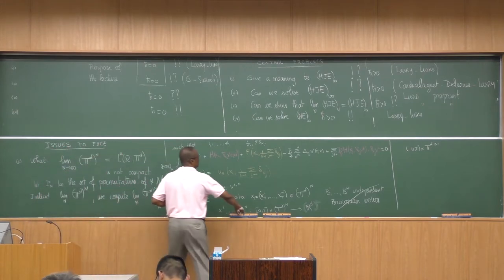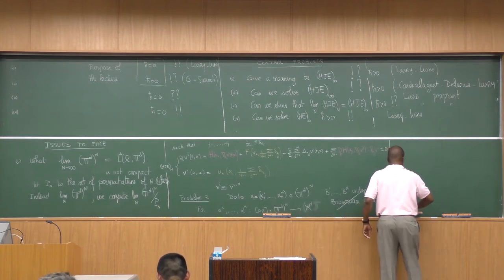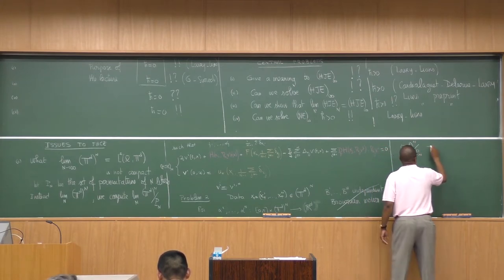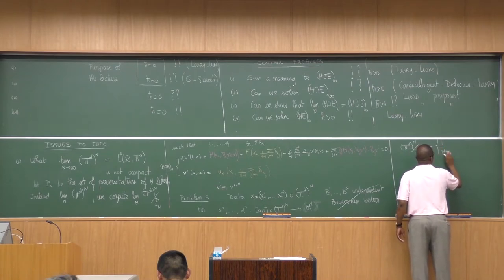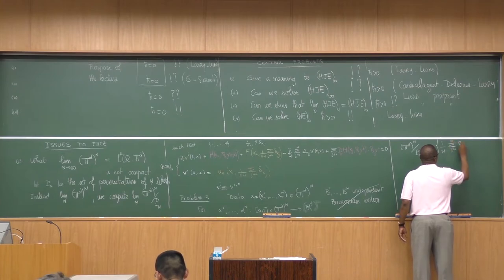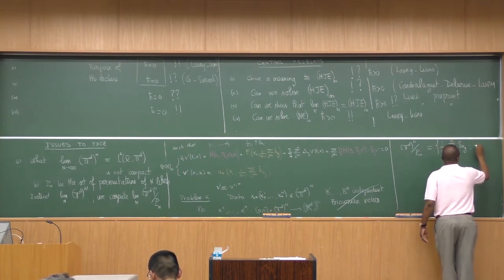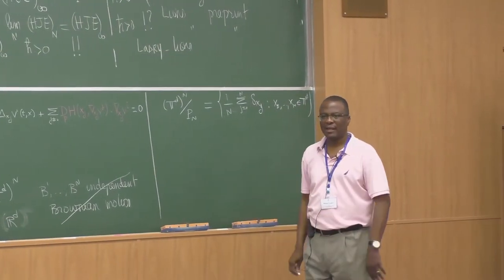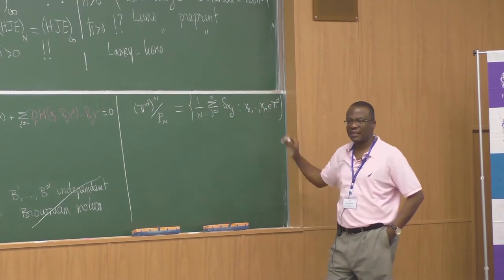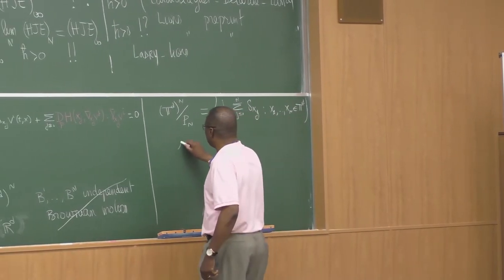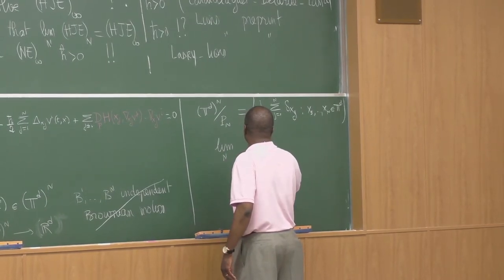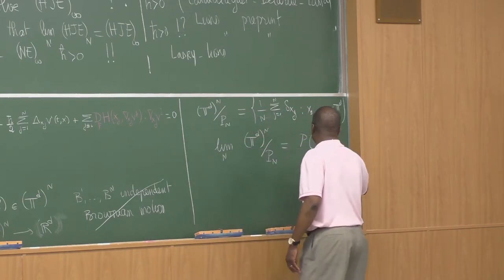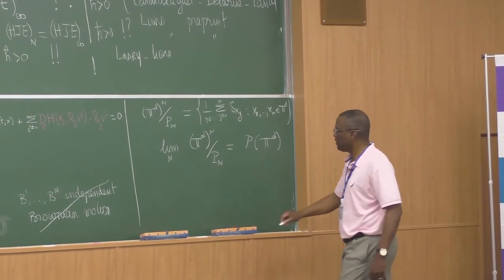Now, what is this space, the set of permutation of n letters? Td to the n divided by the set of permutation of n letters is nothing but 1 over n, the sum j from 1 to n, delta Sj, such that S1, ..., Sn, given the totals. Right? You can write explicitly a one-to-one relation between this set and that set. Therefore, the limit when n goes to infinity of td to the n divided by the set of permutation of n letters is nothing but the set of probability measure on TD. Now, this set is compact.